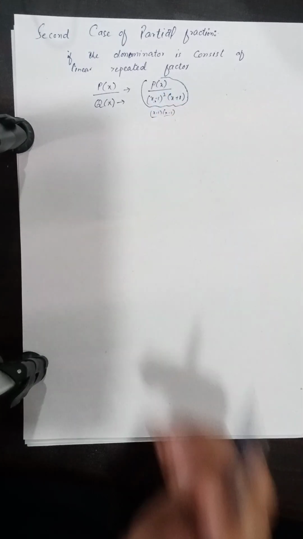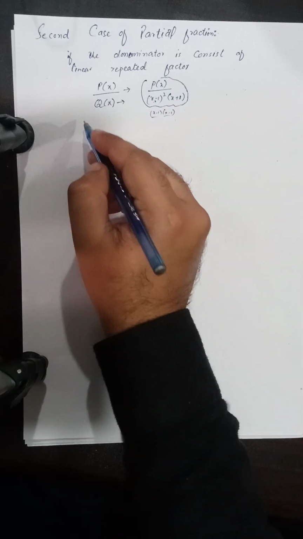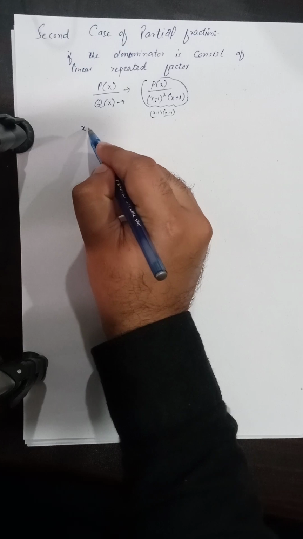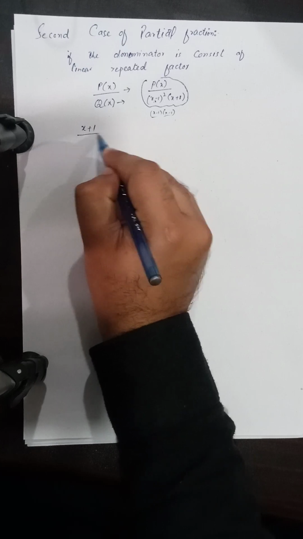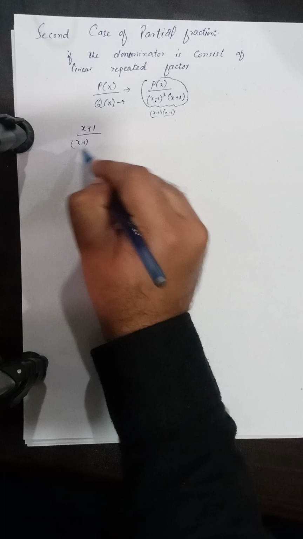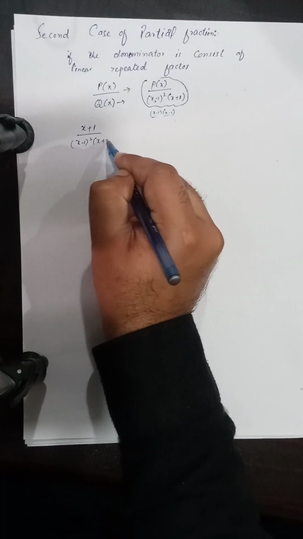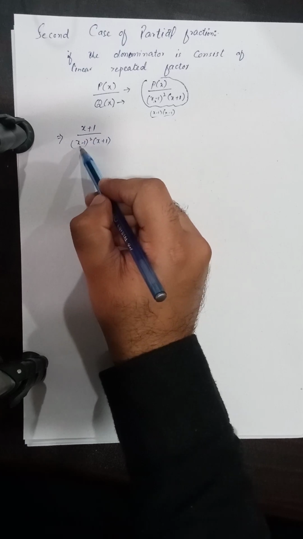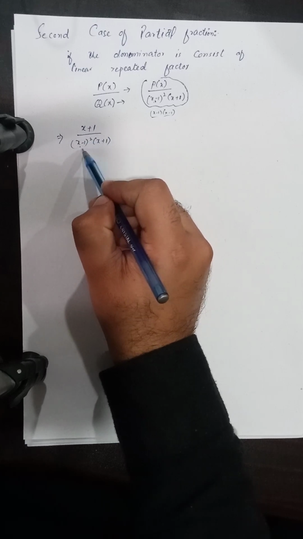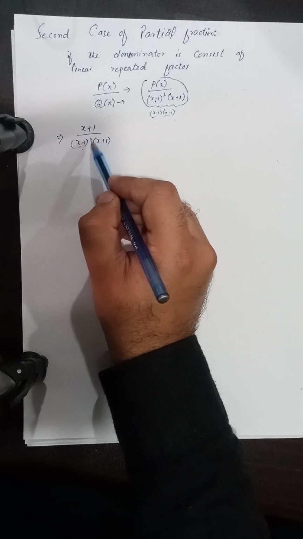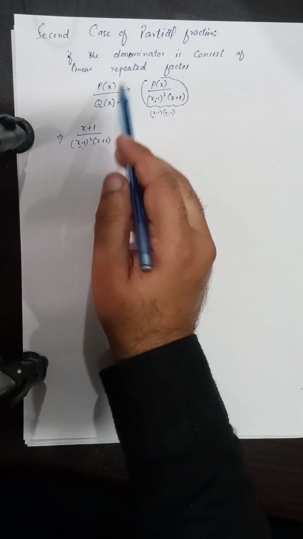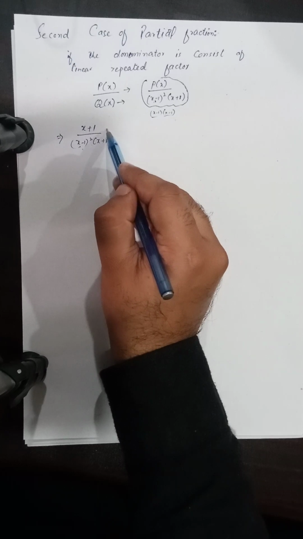So for example, let us take an example: f of x is equal to (x plus 1) divided by (x minus 1) whole square into (x plus 1). This is a simple example with linear repeated factor in the denominator, and this is also a proper fraction. So how can we apply the partial fraction on this function?